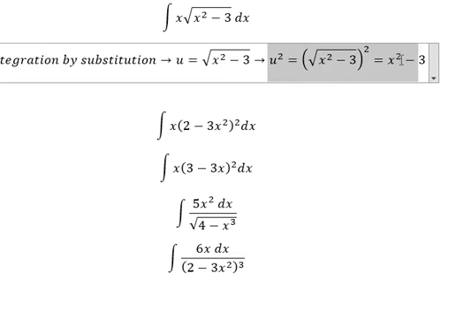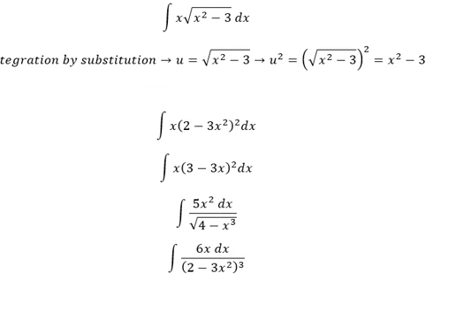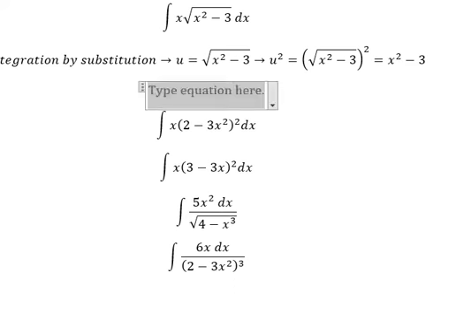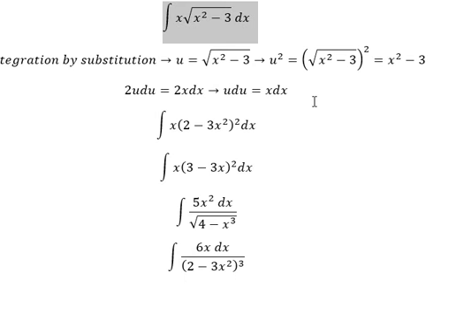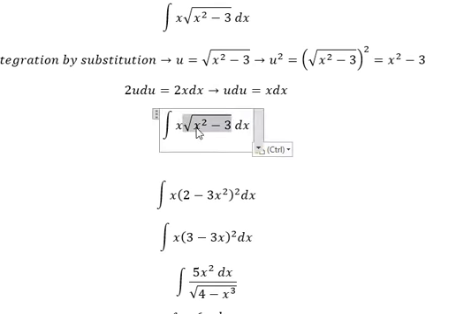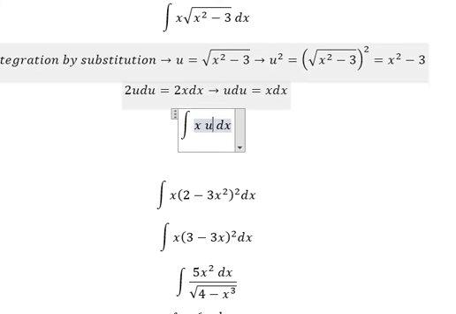Next, we first take the derivative of this one and this one. You will get 2u du equals 2s ds. Later we simplify the 2 on both sides, and you get u du equals s ds. The square root we change for u, s ds we change for u du.